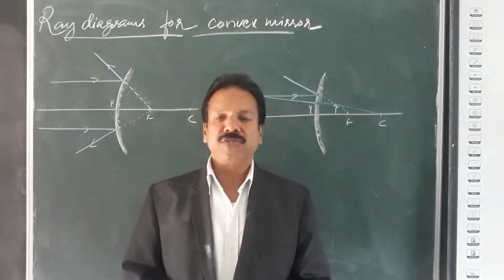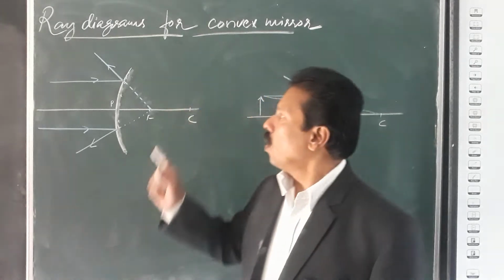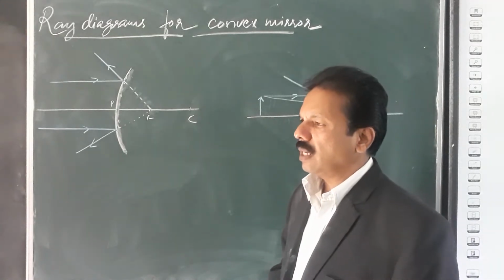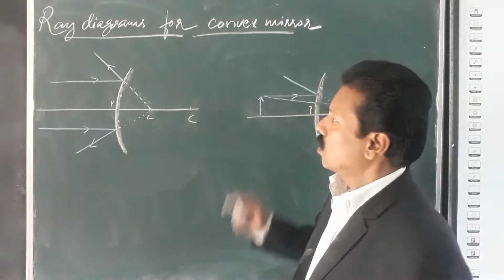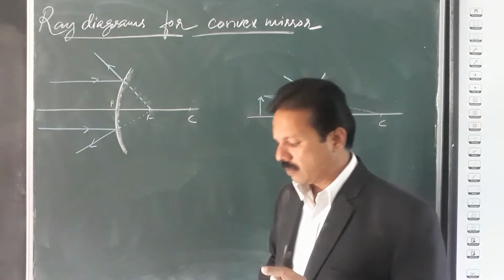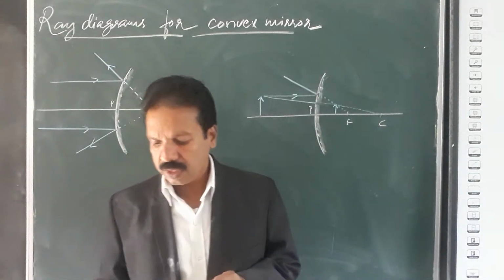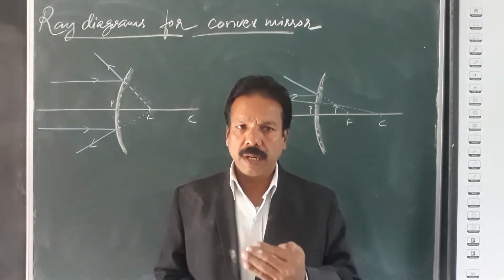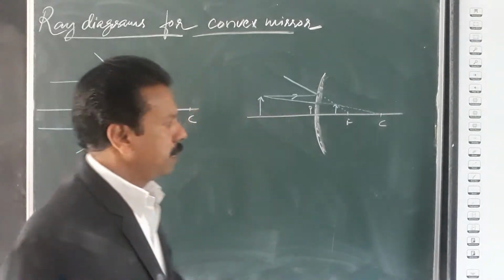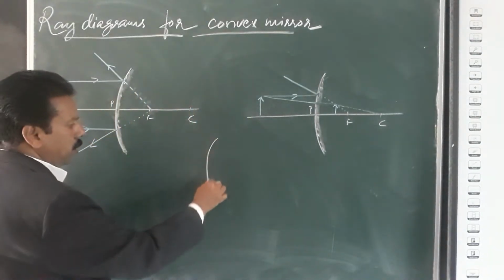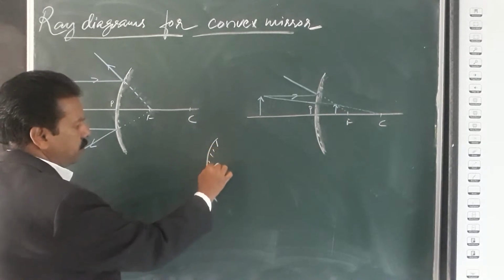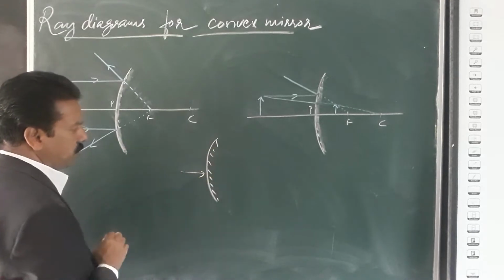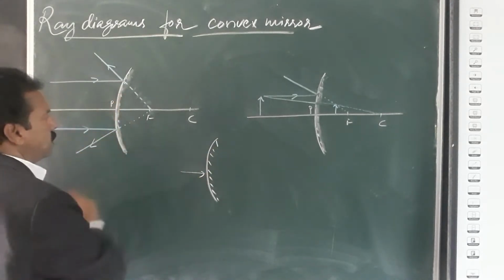Hello class 10 students. Today in this video I am going to give you ray diagrams of image formation of a convex mirror. Do you know what a convex mirror is? A convex mirror is a mirror in which the reflecting surface is bent outwards, curved outwards. This is the reflecting surface, and this is the painted surface, and this is a convex mirror.